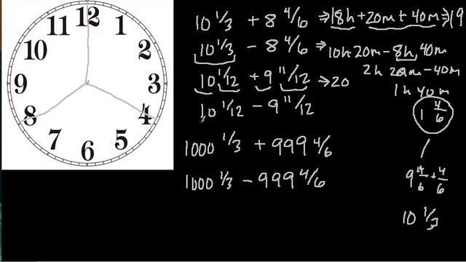So 10 and a 12th is what? Well, a 12th of an hour is just 5 minutes, right? That's how the clock is split up. So if I have 10 and a 12th minus 9, that would give me 1 and a 12th. But we're also subtracting 11/12 from that. So what does that mean?